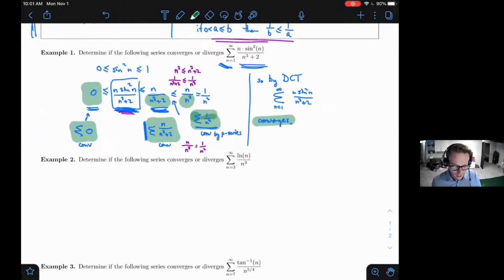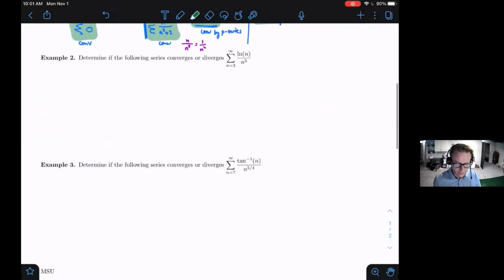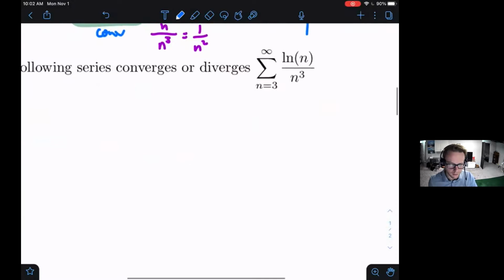One more of these here, and then I've got one more that doesn't really fit into any of these categories. Give you something to think about. Determine if the following series converges or diverges. In this case, I have the natural log of n divided by n cubed, and we're starting at 3 and beyond.